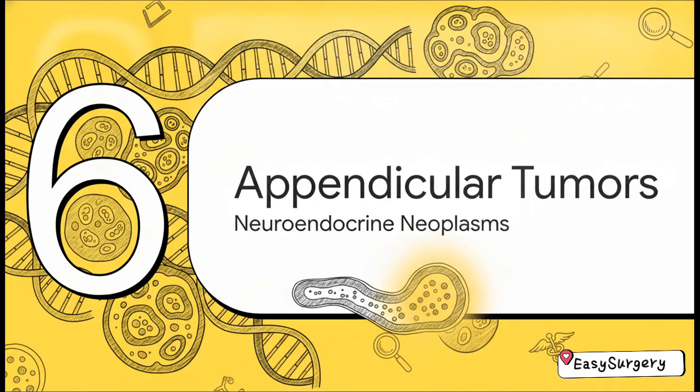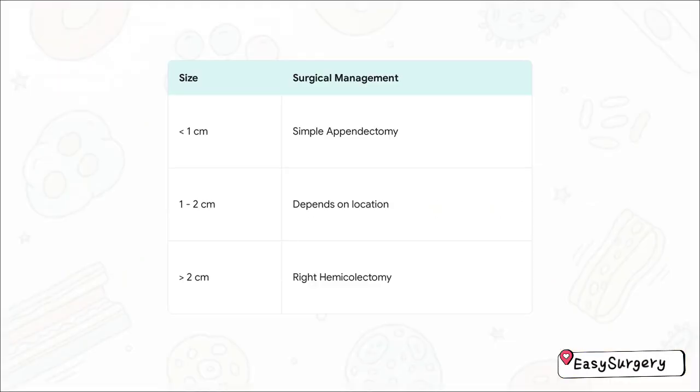The appendix is out, but the job isn't done until we review the pathology report. And that brings us into the surprisingly complex world of appendicular tumors. When it comes to neuroendocrine tumors in the appendix, size dictates everything about survival and surgical strategy. If they find a microscopic tumor under 1 centimeter, this simple appendectomy you already did is totally sufficient. If it's between 1 and 2 centimeters, the next steps depend heavily on exactly where it was located.